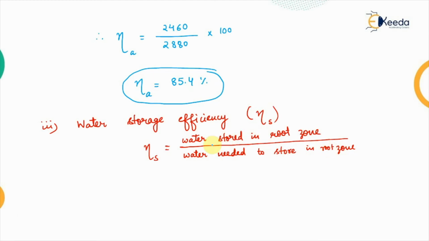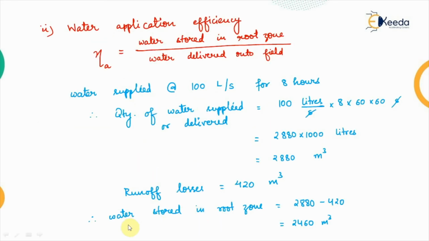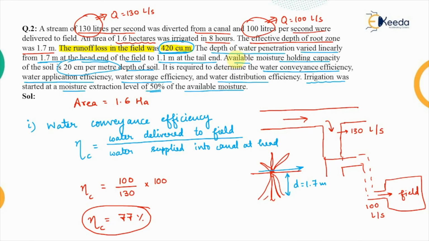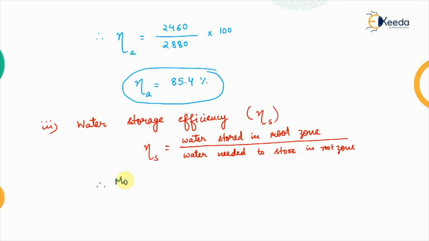But what is the actual amount of water which has been stored? That we have already calculated. So this water which has been stored in the root zone on actual ground is equal to 2460 cubic meter. Now in the problem it was given that the available moisture holding capacity is 20 centimeter per meter depth of soil, and this irrigation was started at a moisture extraction level of 50% of the available moisture. So we will take the help of these data.